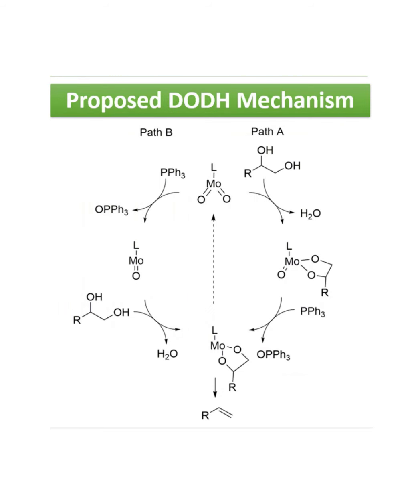Researchers have proposed a DODH mechanism that contains two pathways, pathways A and B. Pathway A suggests that a glycol condensation occurs before the metal glycolate is reduced by a reductant, while pathway B suggests that a reduction occurs before the glycol condensation to yield the metal glycolate intermediate. Though these are two different pathways, they both end up with the alkene extrusion, meaning they both create the alkene that we desire.